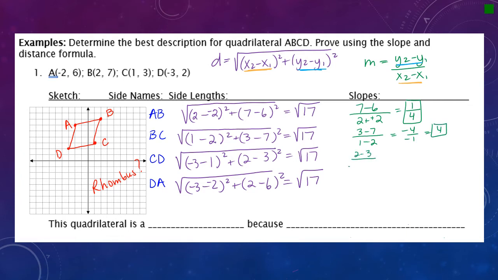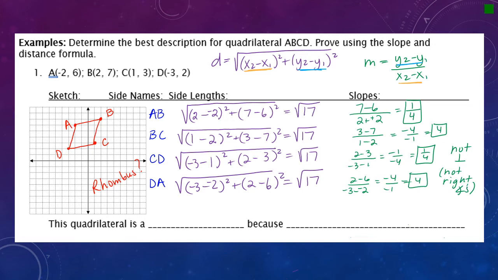2 minus 3 over negative 3 minus 1 gives you negative 1 over negative 4, which comes out to be positive 1/4. And then last but not least, 2 minus 6 over negative 3 minus negative 2. That gives me negative 4 over negative 1, or positive 4. All right, so if you look at my slopes, they are reciprocals, but they are not opposites. So that means that these slopes are not perpendicular to each other. If they're not perpendicular to each other, it means that they are not right angles. And since I don't have right angles, that means this is a rhombus and not a square.